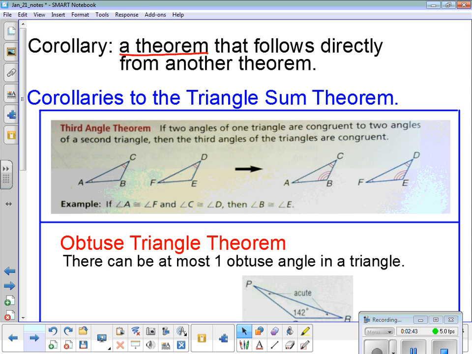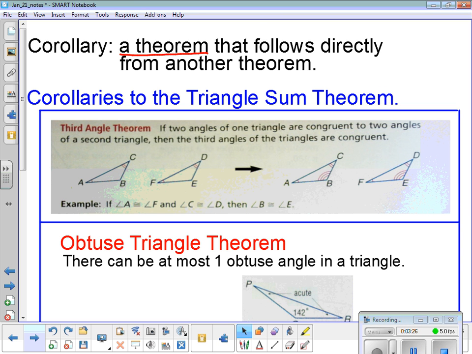The first is the third angle theorem. If two angles of one triangle are congruent to two angles of a second triangle, then the third angles of the triangles have to be congruent. So if I know that angle C is congruent to angle D and angle A is congruent to angle F, I know B and E have to be the same measure. Why? Because A plus C plus B would have to equal 180, and F plus D plus E would have to equal 180. And if A and F are the same and C and D are the same, then I end up with the exact same thing: A plus C plus B has to equal 180, and A plus C plus E has to equal 180. Subtract off the A and C, and I've got B and E being the same thing.